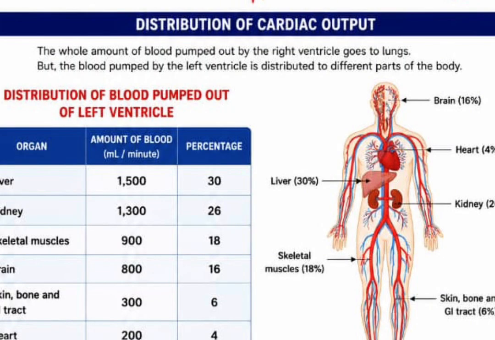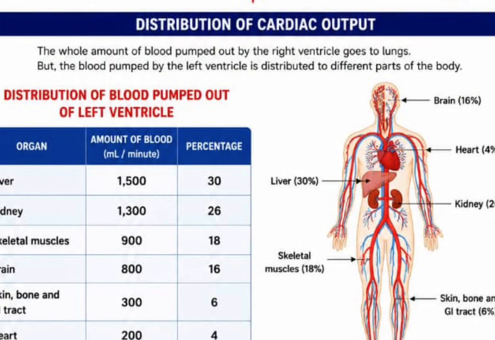So in the distribution of the cardiac output, the right ventricle takes blood to the lungs for oxygenation. The pulmonary veins bring blood to the left atrium, from the left atrium to the left ventricle, and from the left ventricle it is pumped to the aorta. And I told you that in the ascending aorta, who takes blood? The coronary arteries take blood to the heart.